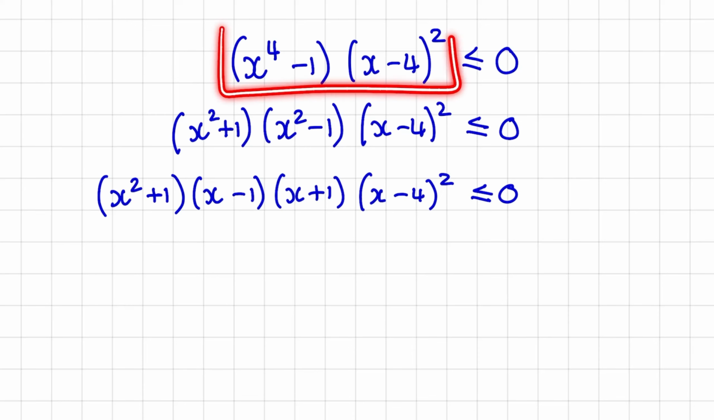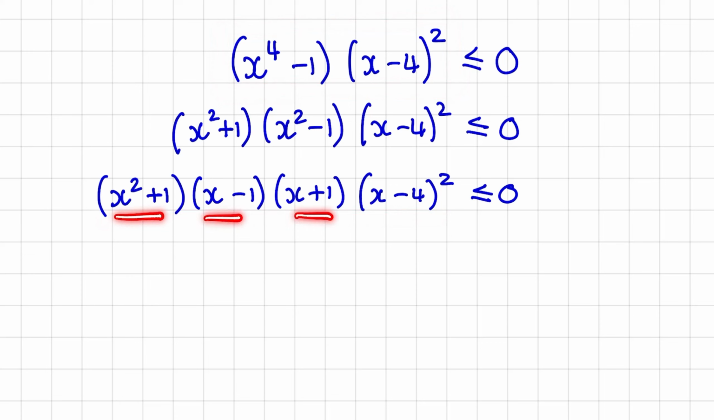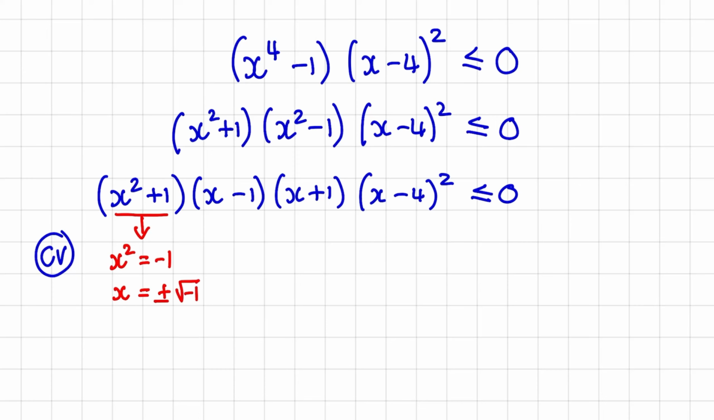Now we have factorized the expression fully, and we can use these brackets to find our critical values. So in our first bracket of x squared plus 1, for the critical value, we have x squared is equal to negative 1, and therefore x is equal to plus or minus the square root of negative 1. And this value does not exist on a number line. So for an inequality, this is not a valid solution.